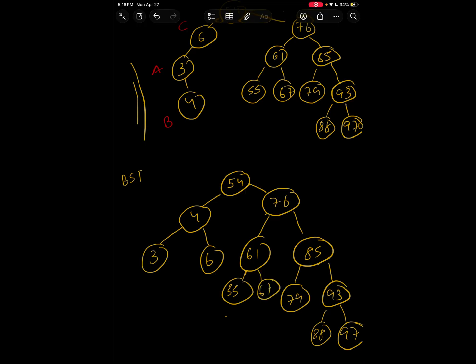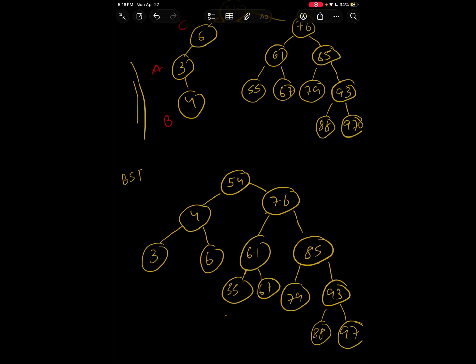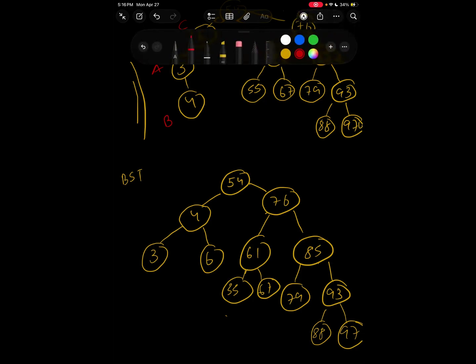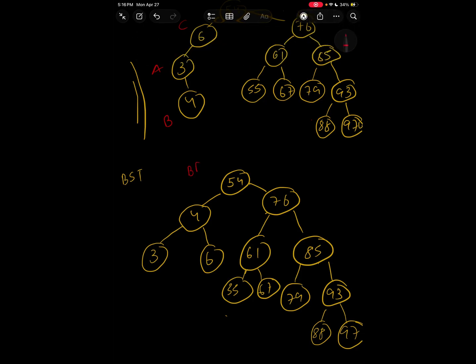Now again I need to calculate the balance factor for node 54, right? The balance factor for node 54 is what? What is the left height? Left subtree height is 2. What is the right subtree height? 1, 2, 3, 4. So I do 2 minus 4, which is -2. So it is unbalanced, right? So I need to balance this again.